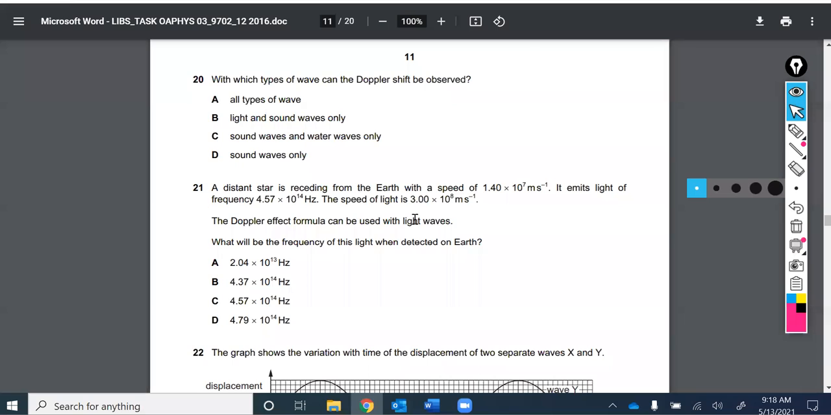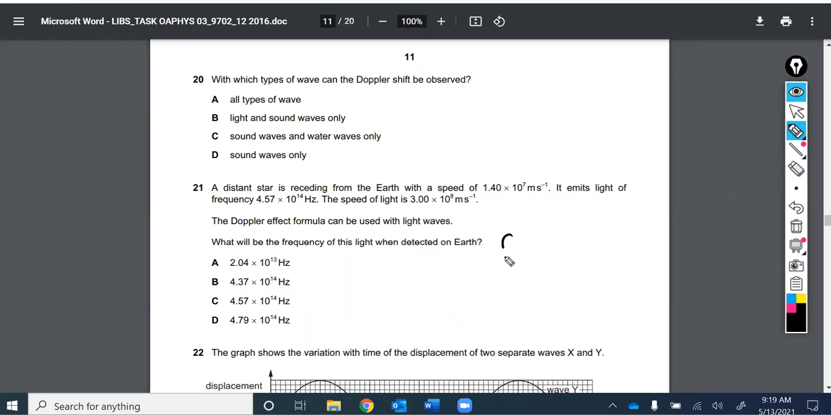What will be the frequency of this light when detected on Earth? This seems like a really good one because last Friday we had a nice little Doppler effect formula on the board, and now's our chance to put it to good use. If you don't remember that formula, just consult your notes. It should be in your notebook, right? So make sure that it's there. And if it's not there, add it in there now, right? So we're going to need it to solve this.